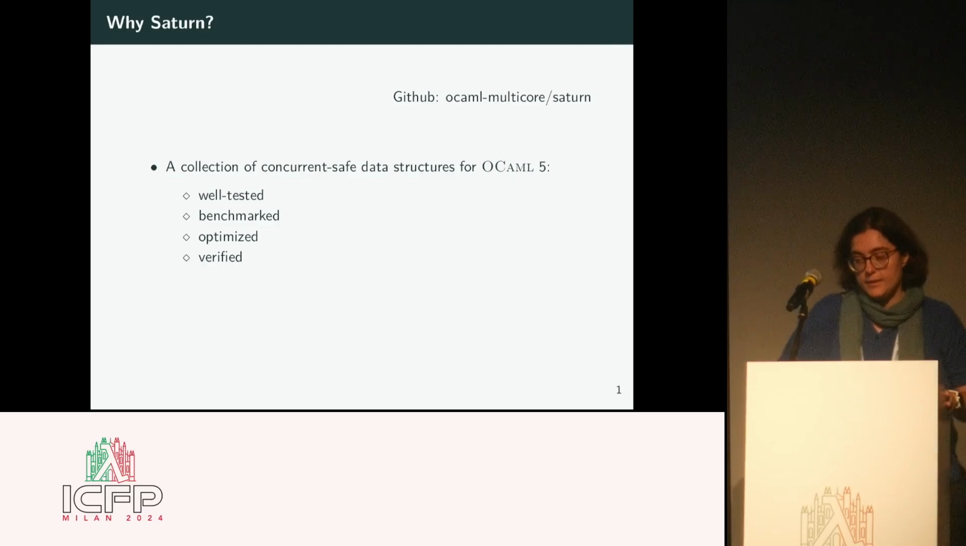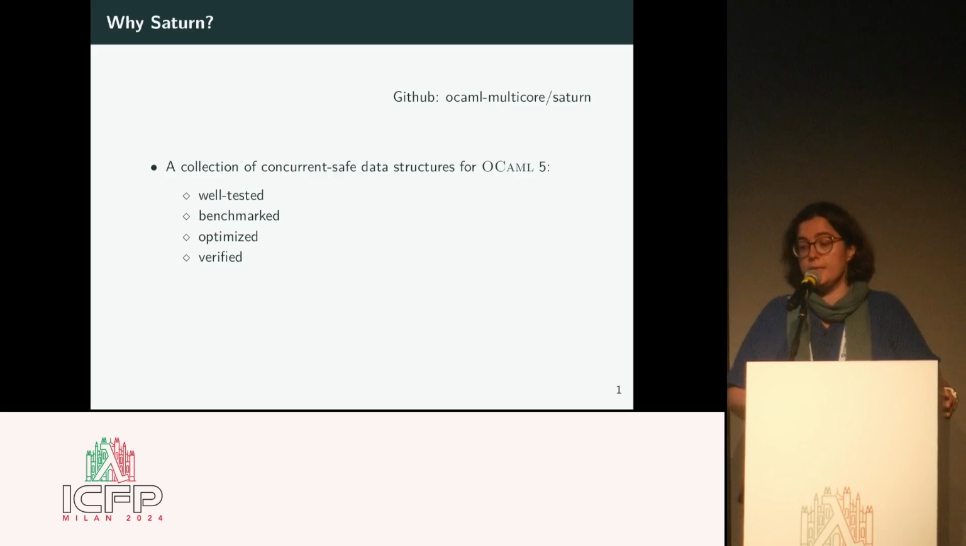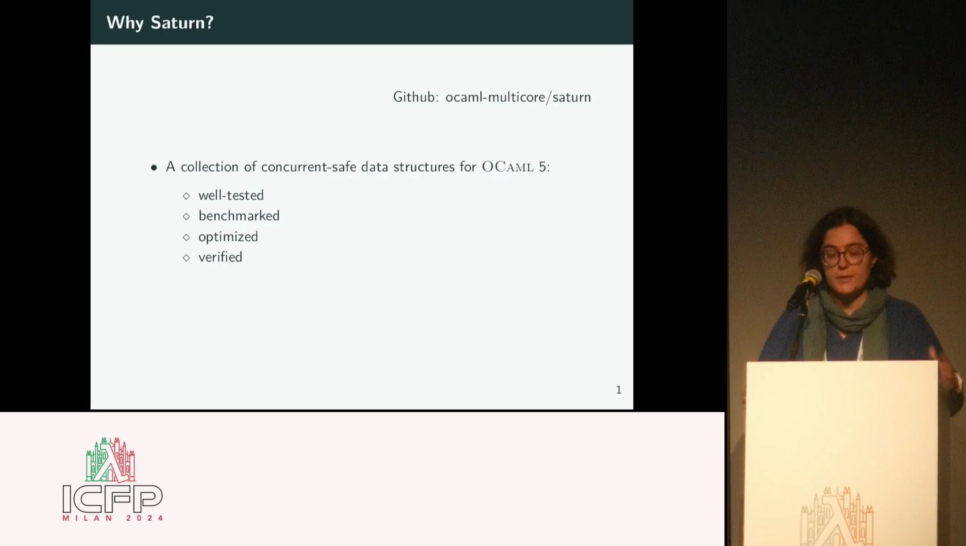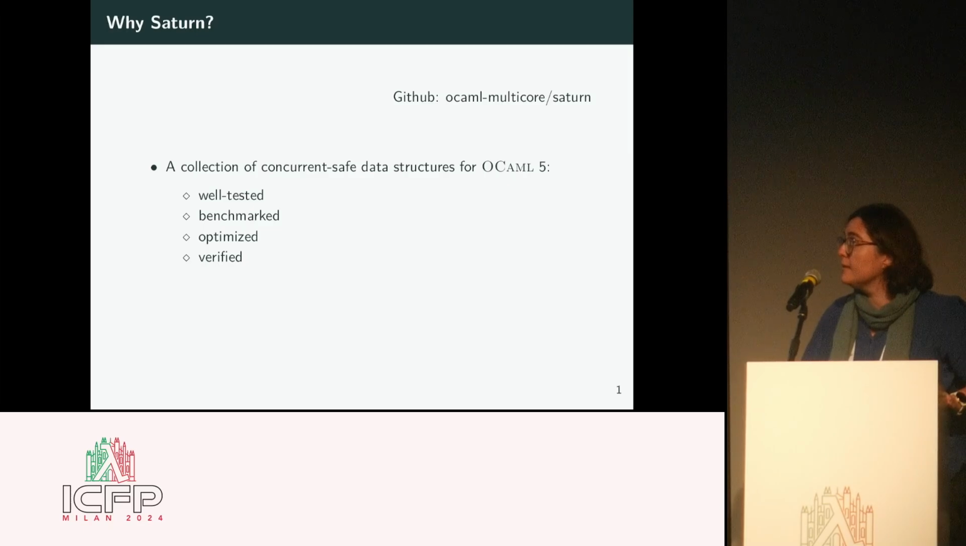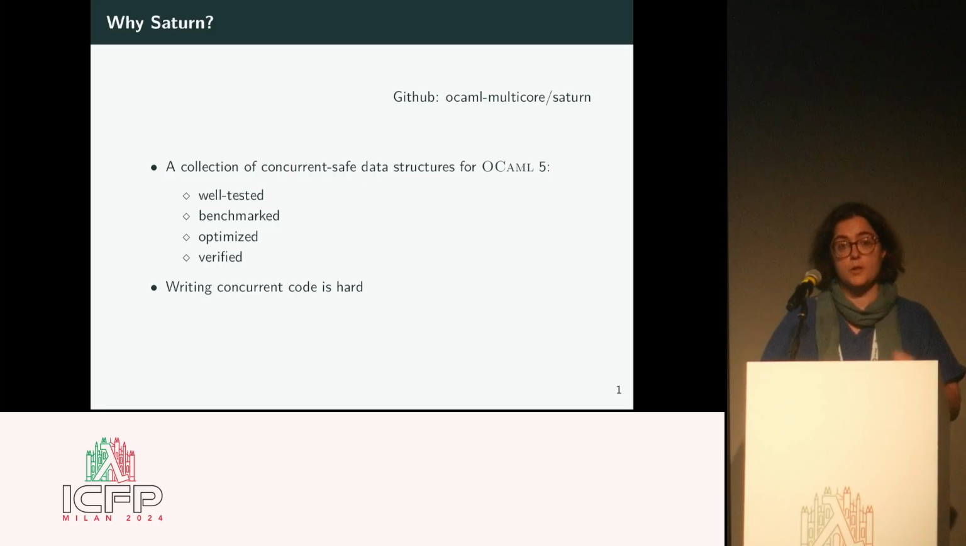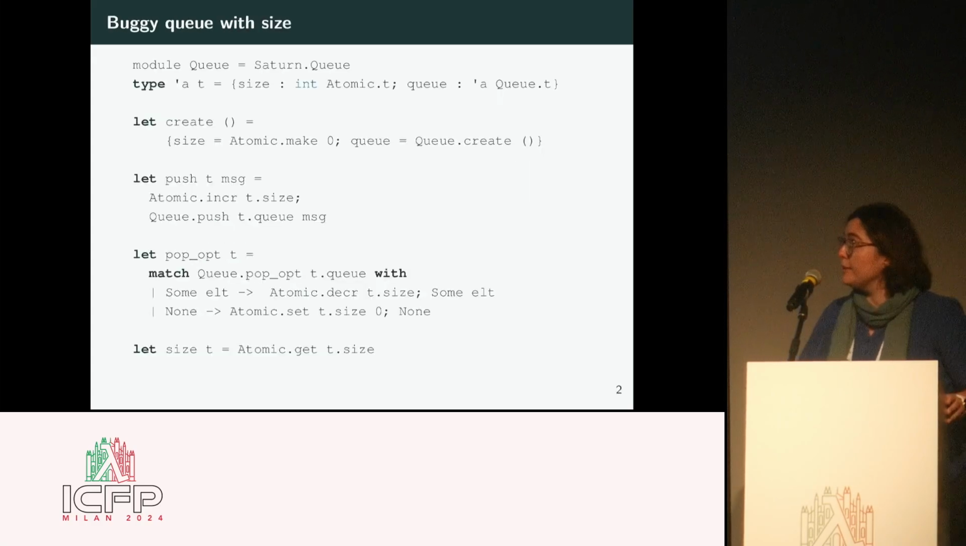It's pretty hard. And so the intent behind Saturn is to spare you this mess, by providing already well-tested, benchmarked, optimized and even verified concurrent-safe data structures. When I was writing this slide, I thought they are probably not going to take my word for it. Maybe I need to show them something that shows that this is hard. So I went on GitHub and searched for the word atomic in code written in OCaml, because when you are using the Atomic module, you are probably trying to do some multi-core programming. And I stumbled on this implementation.